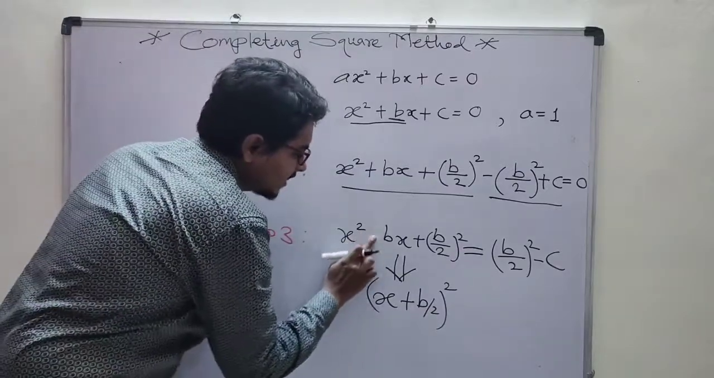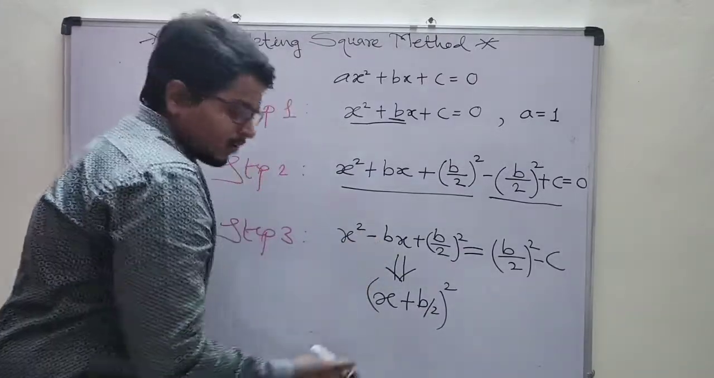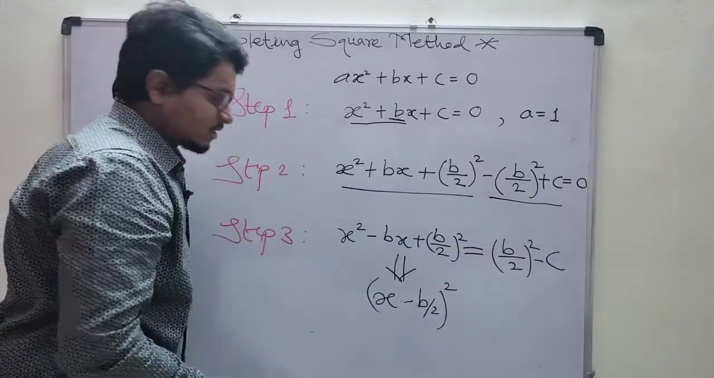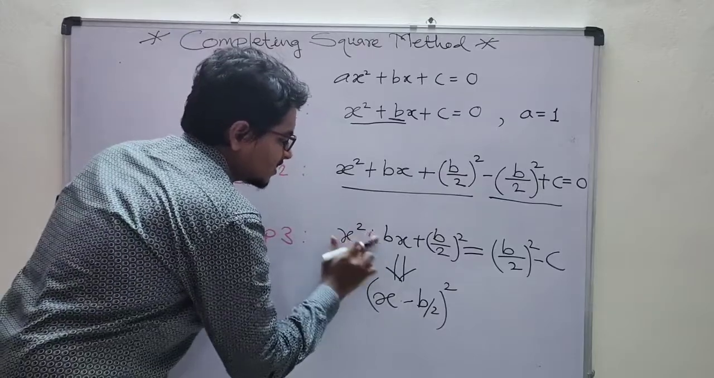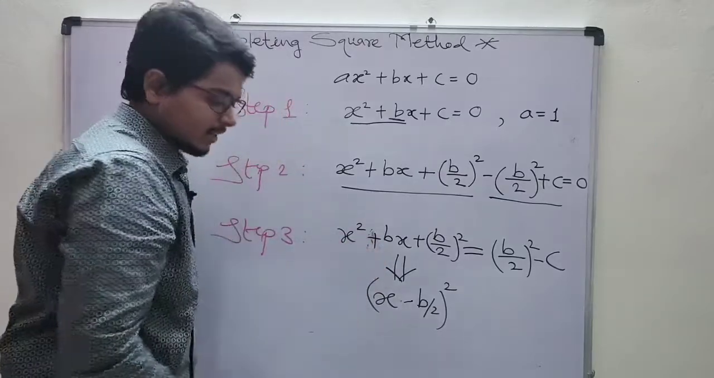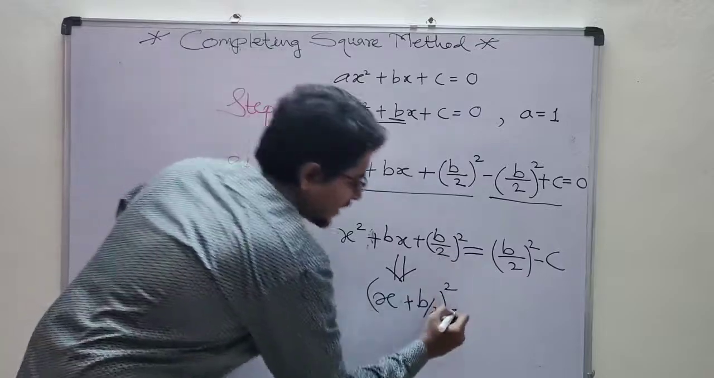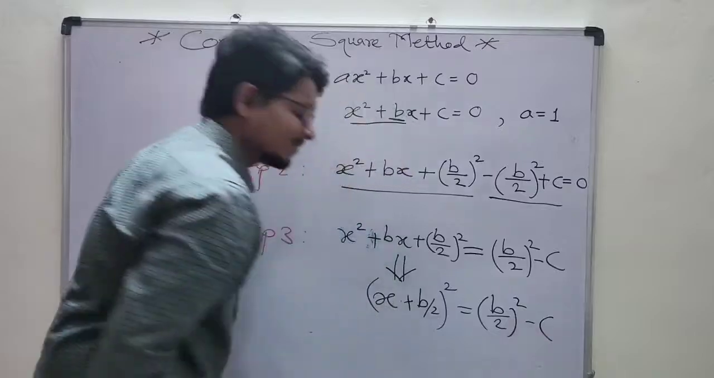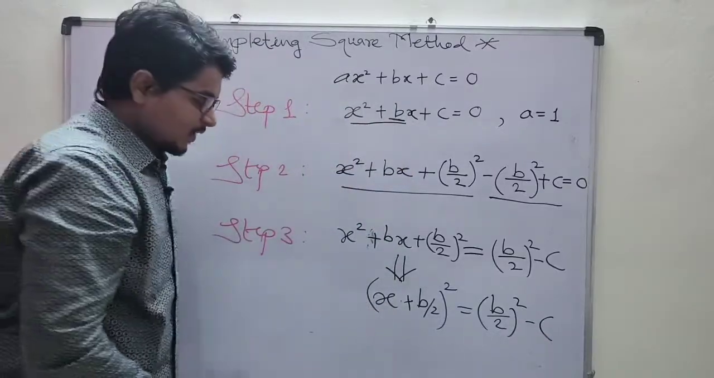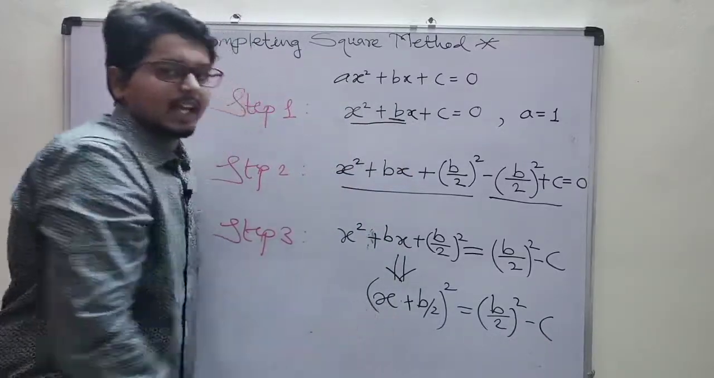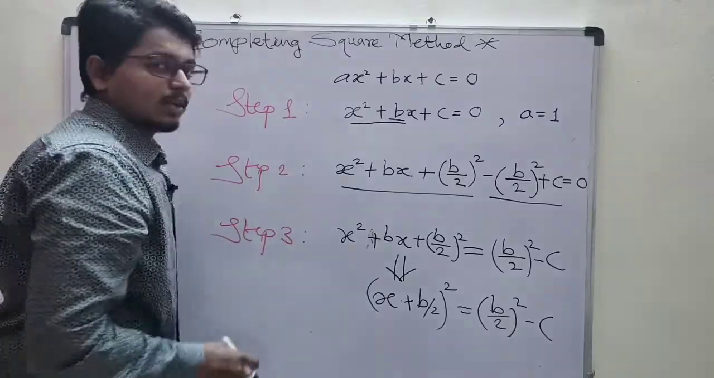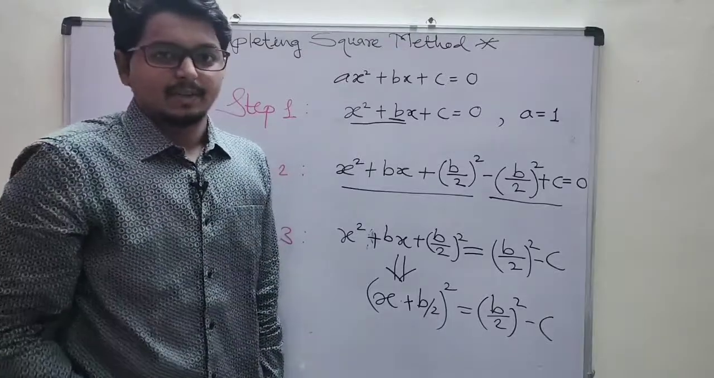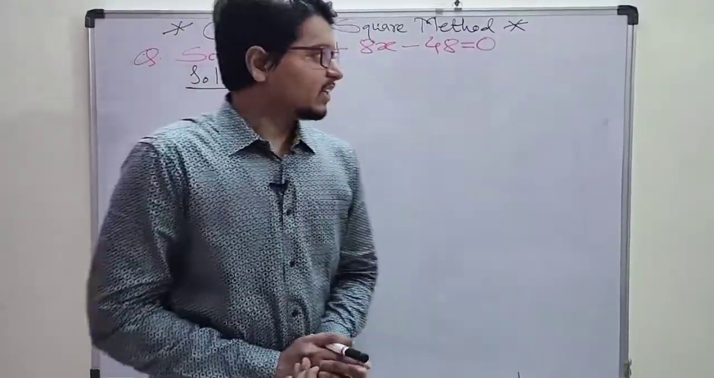If there is a minus sign, you have to take x minus b upon 2 square in examples. But here x plus is given, x square plus bx, so we are taking plus, and the remaining term is as it is, b upon 2 square minus c, and from these terms we are finding the solution of x. Now we are going to solve some examples on the completing square method.